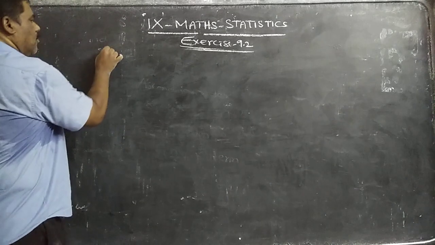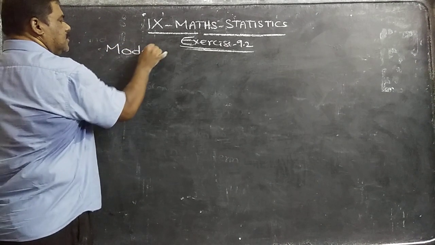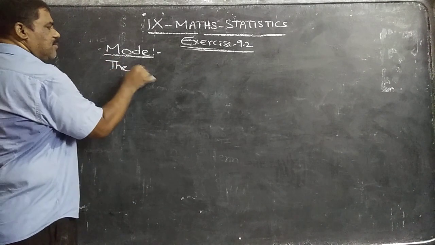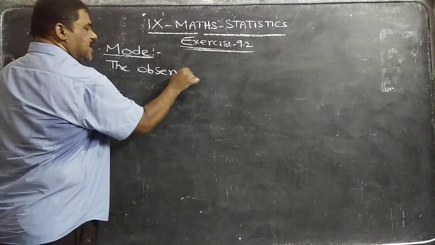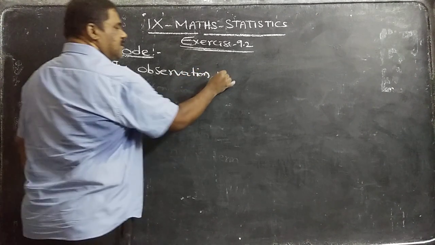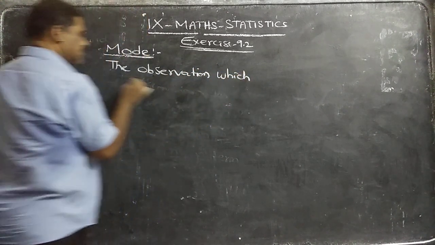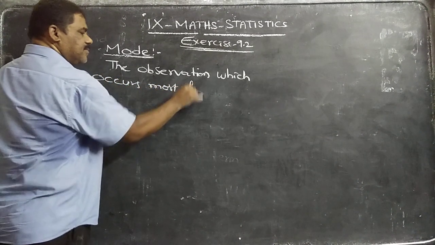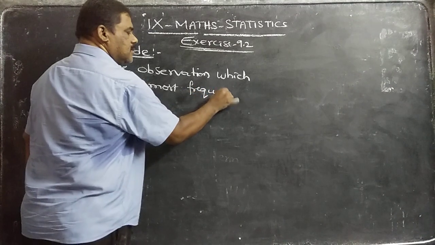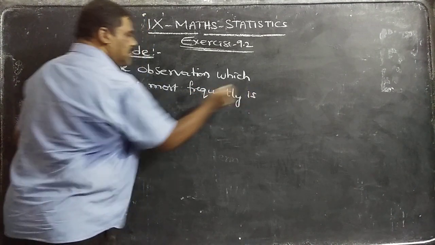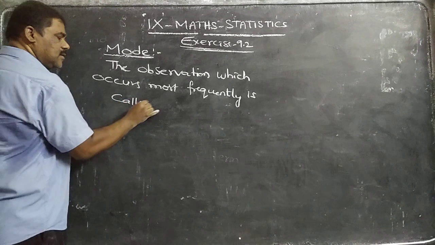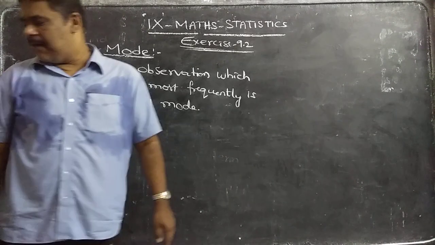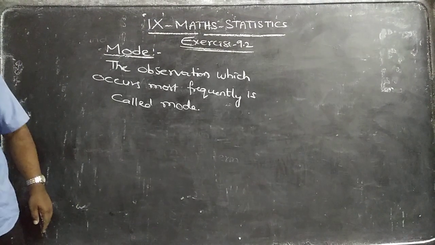Right, next one, mode. The observation which is occurring more frequently is called mode. The observation which occurs most frequently is called mode.